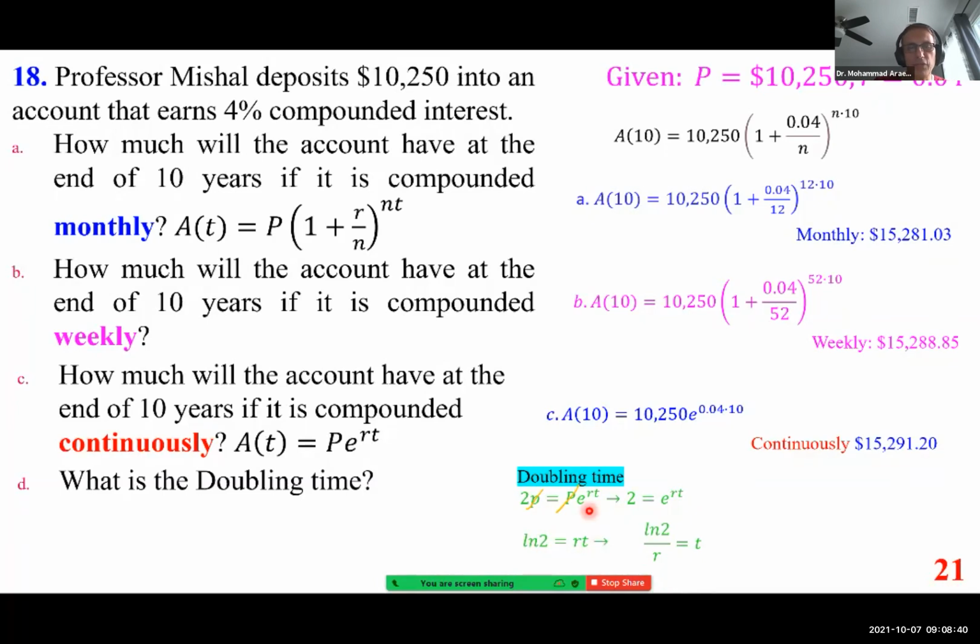So from here we have 2 equations. It's important to know you can calculate the r, you can calculate the t, whichever is missing. And we are interested in time. So t is missing, ln2 divided by r, which was given as 0.04. Remember, ln2 is a number. Then you plug in and you use however many decimals they ask you, and you come up with the answer a little bit more than 17 years. So 17.329 years.